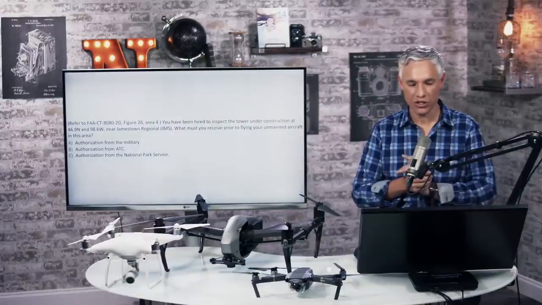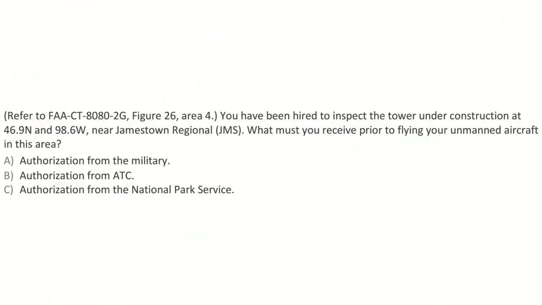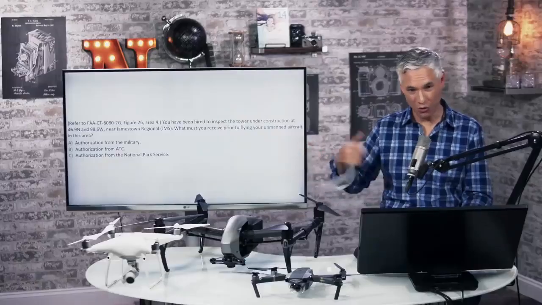Here's another sample test question. You've been hired to inspect the tower under construction at an airport at a particular coordinates. What must you receive prior to flying your unmanned aircraft in this area? Authorization from the military? No. Remember I told you all these groups that won't give you authorization?